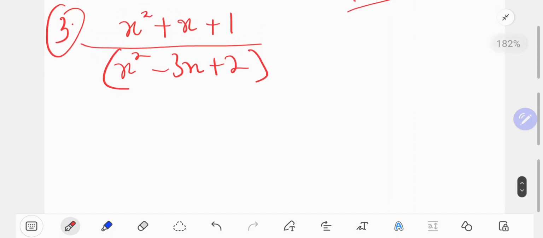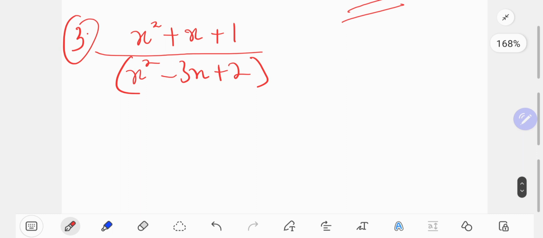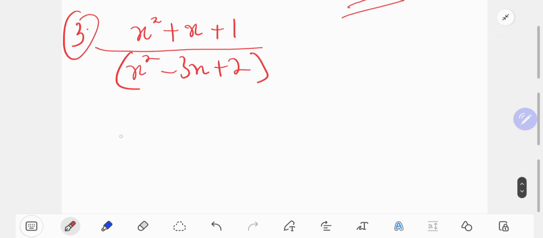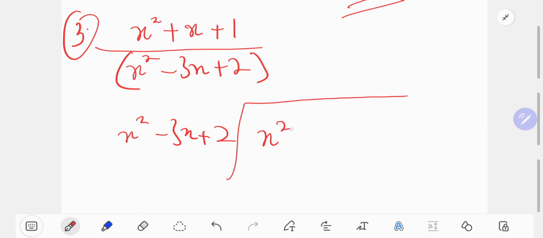Okay, but at this point I'll just proceed and then go through the long division method. So x squared minus 3x plus 2 outside, then x squared plus x plus 1 inside. So we just consider this first one over here, x squared, then consider the first term over here as well. So the one here is dividing the one over here.